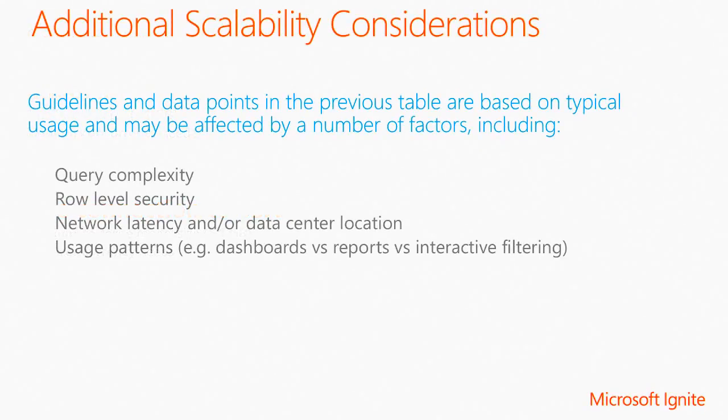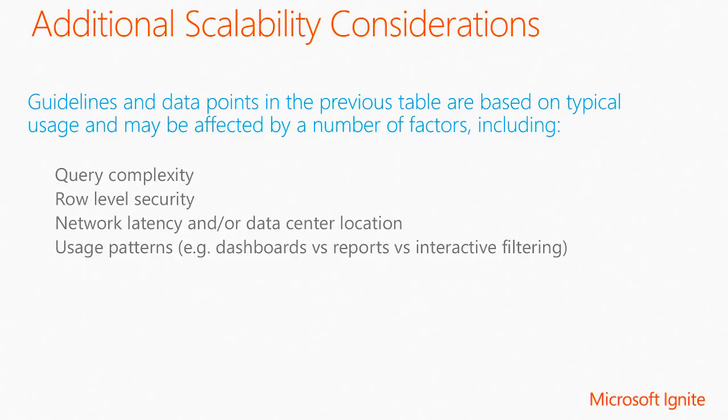Okay, this is kind of the fine print slide, we'd like to call it. Basically, there are some additional factors here that you should consider that lay on top of the things that we just talked about. For example, the query complexity. If you have very complex visuals, it's going to change the dynamics. It's going to potentially slow down performance across the board.